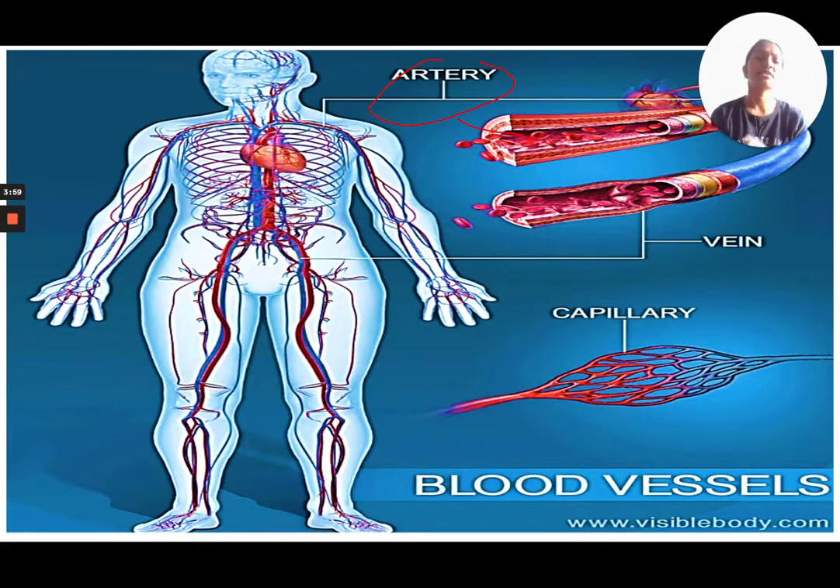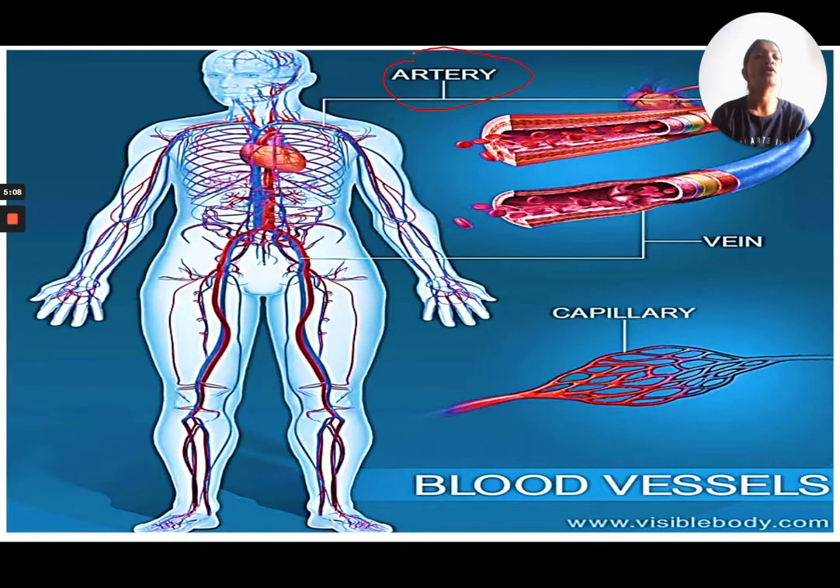So what is the main difference between artery, vein and capillaries? First, the artery. Artery is the blood vessel which carries blood away from the heart. Keep in mind A for away. While a vein is the blood vessel which carries blood into the heart.